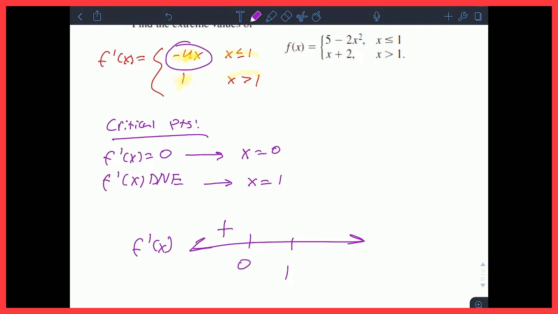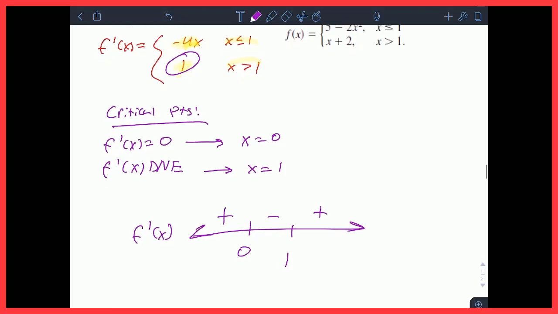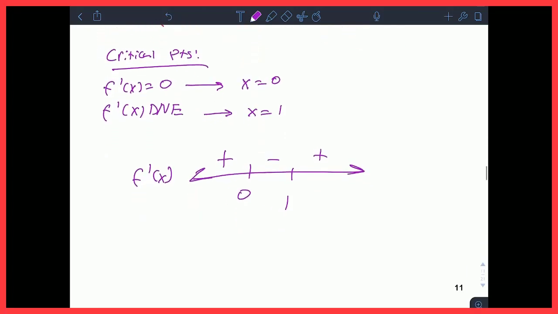Then I'm going to test numbers between 0 and 1, still defined by the top piece here. If I plug in 1/2, let's say, I get -4 times 1/2, which is a negative result. And then the bottom piece, which I can test numbers to the right of 1, well, they're always going to be 1, so they're always going to be positive. So that's enough evidence to say that at 0, I have some type of maximum, and at 1, I have some type of minimum, because that's the way the slopes are changing.